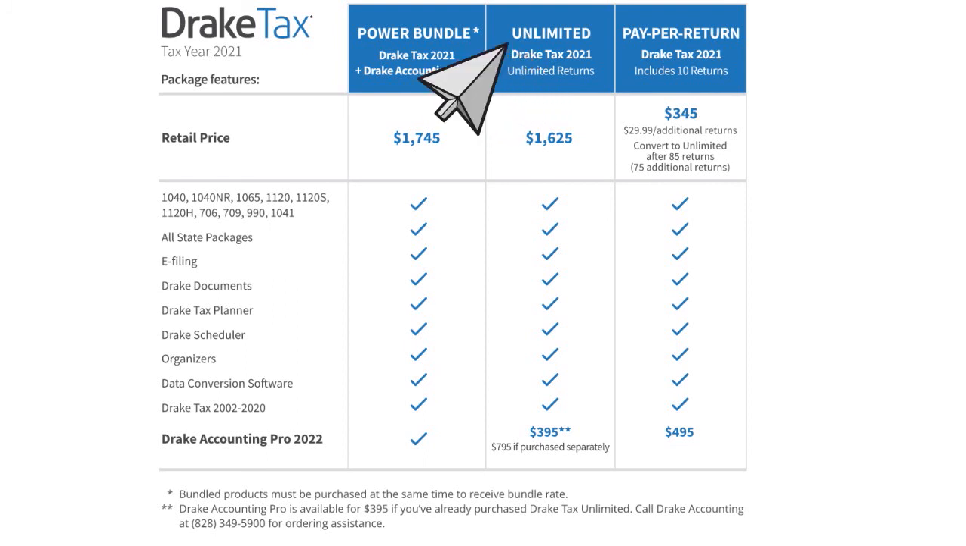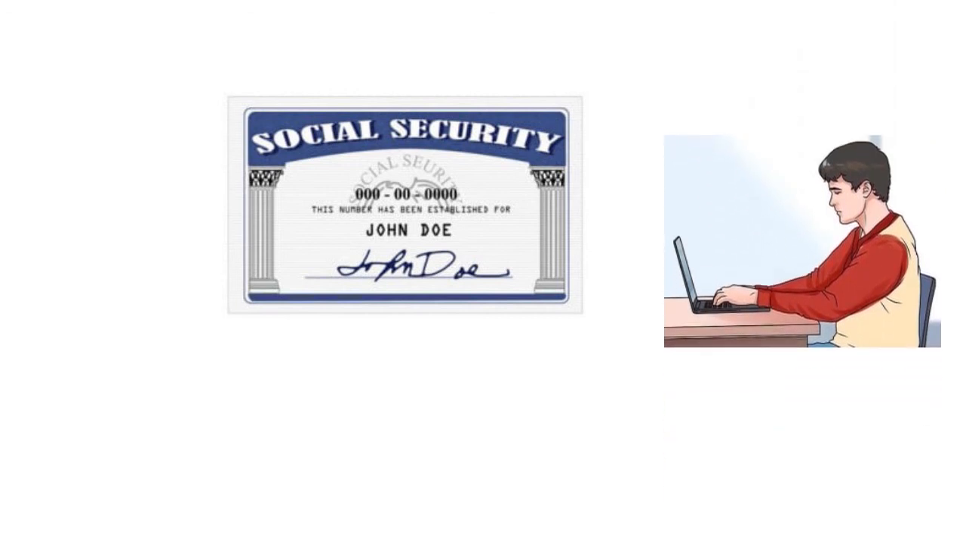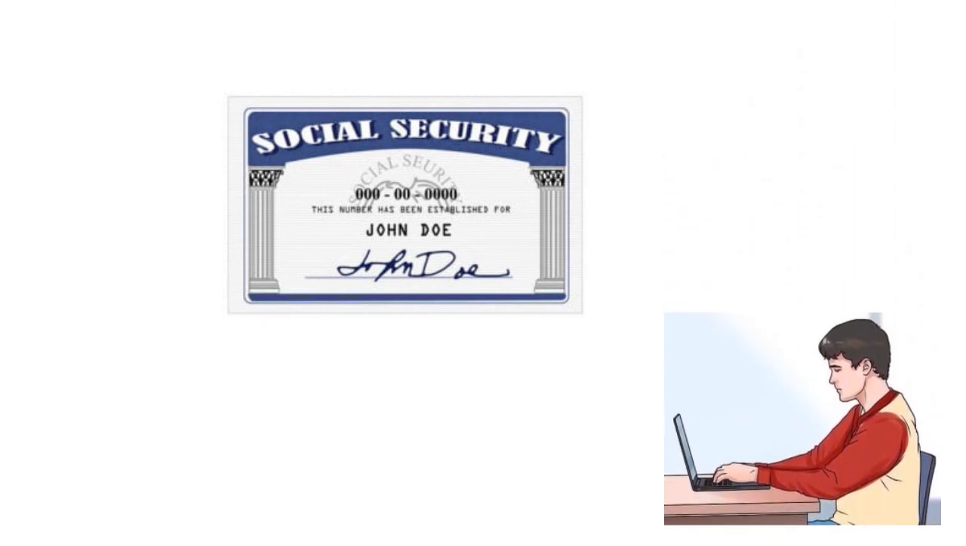Okay, some additional points to keep in mind to help you determine if the PPR version is for you. Remember that PPR returns are counted as they are created in Drake. So to reduce the chances of a return being created in error, Social Security number validation is required when creating a new return. Each return created in the quick estimator will count as one return, and Drake test returns do not count. So as you are testing the products, you will not be billed for it.